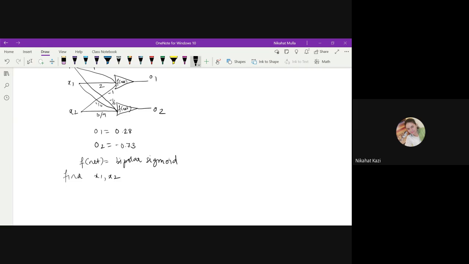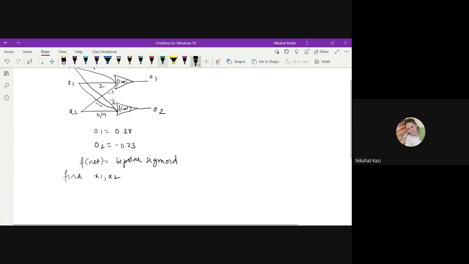What is f of net? We have only one unknown, that is the input. We have the outputs also with us. We know how the outputs were computed. We know how O1 and O2 were computed, right? So how will we use that to our advantage to find x1 and x2? O1 is given to be 0.28. But how is O1 computed?